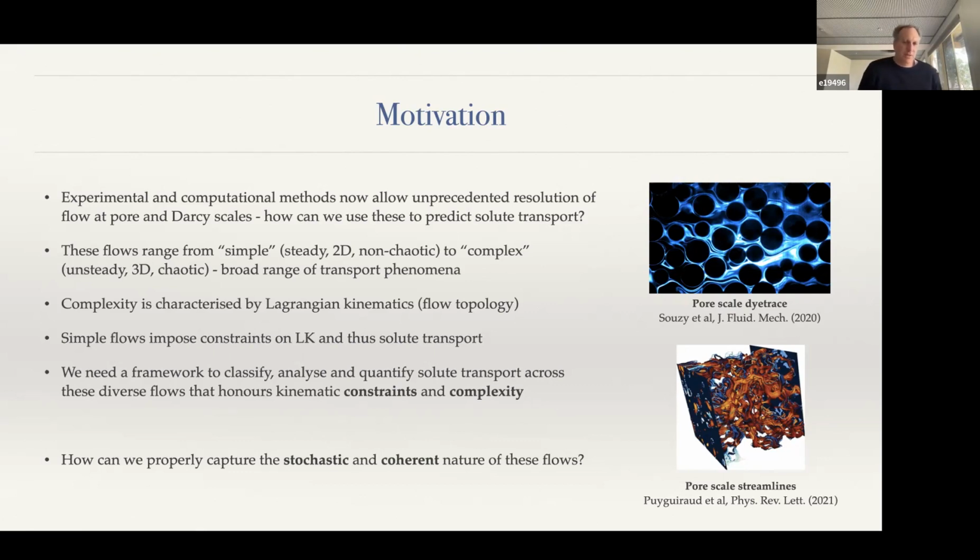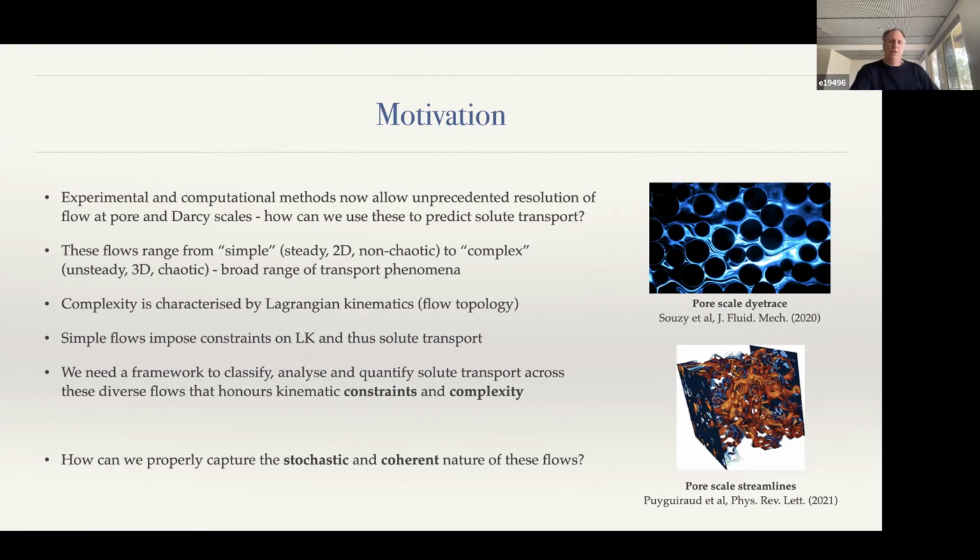The complexity of these flows is characterized by what we call the Lagrangian kinematics, or in some sense, the flow topology. And when we consider simple flows, they are associated with constraints on these Lagrangian kinematics and then solute transport. So where fluid particles go is obviously going to dictate where transport occurs, even in the presence of diffusion. That's quite important.